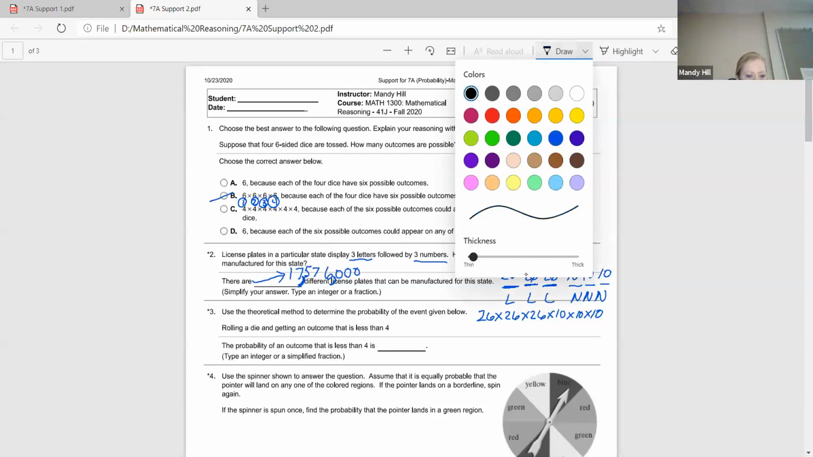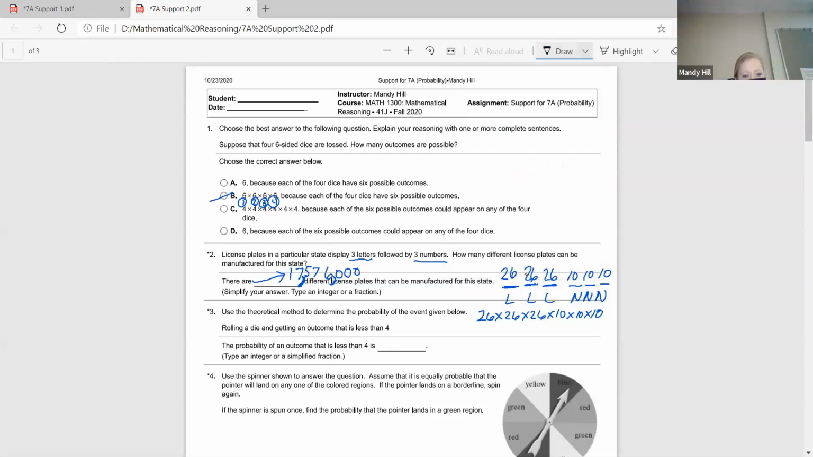Okay. Number 3, use the theoretical method to determine the probability of the event given below. The theoretical method sounds complicated, but all it means is, what do you think it's going to be? Like if you have to make a prediction, the theoretical method is, well, what do you think it's going to be? So it says rolling a die and getting an outcome that is less than 4. Well, we know that if we have a dice that it's going to have the numbers 1 dot on one side, 2 on the other side, 3 dots on the other side, 4, 5, 6 dots, if we listed all the sides, okay?